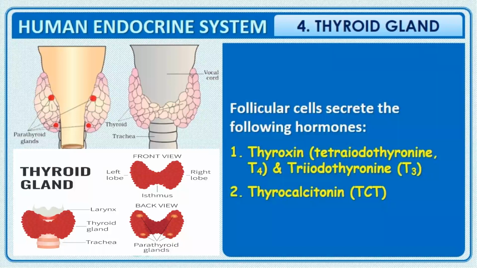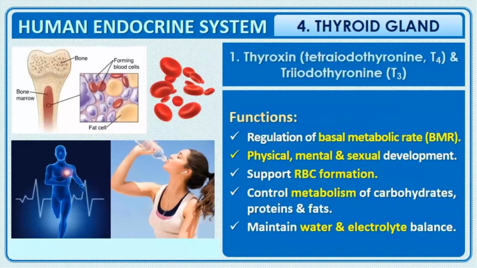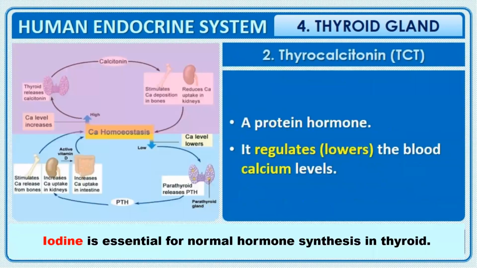The follicular cells secrete the following hormones: thyroxine, that is T4, and triiodothyronine, which is T3, and it also releases thyrocalcitonin, which is known as TCT. The functions of T4 and T3 are that they help in regulation of basal metabolic rate, physical, mental, and sexual development, support RBC formation, control metabolism of carbohydrates, lipids, and proteins, and help in maintaining water and electrolyte balance in the body.